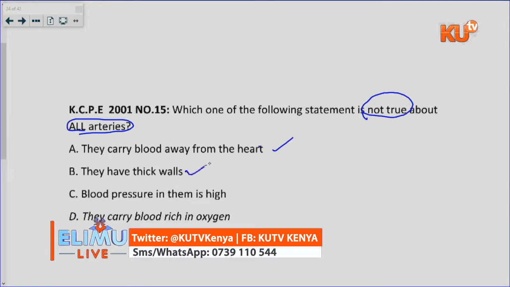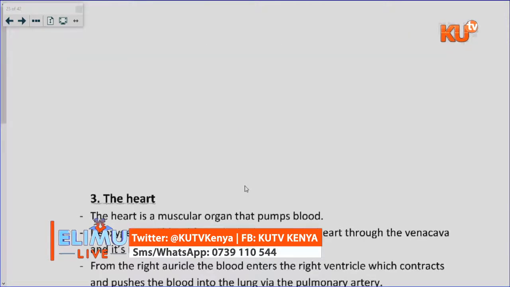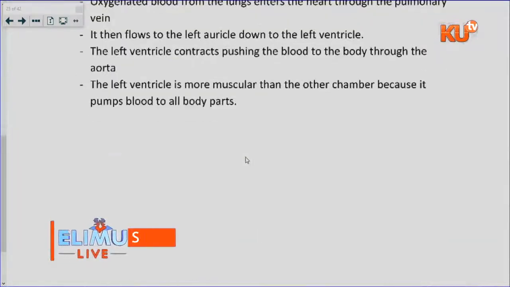They have thick walls. True. Blood pressure is high. True. They carry blood rich in oxygen. Not all of them carry blood rich in oxygen, but they said all. The pulmonary artery carries blood that is not rich in oxygen.